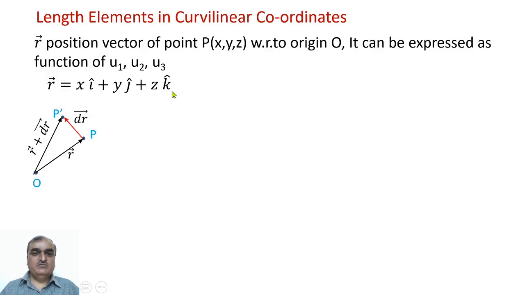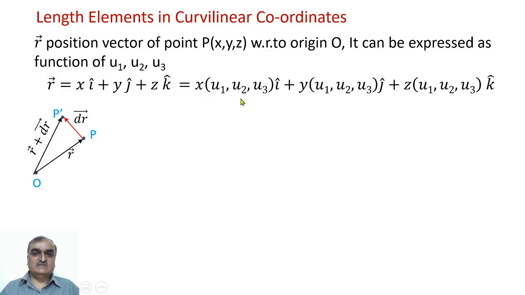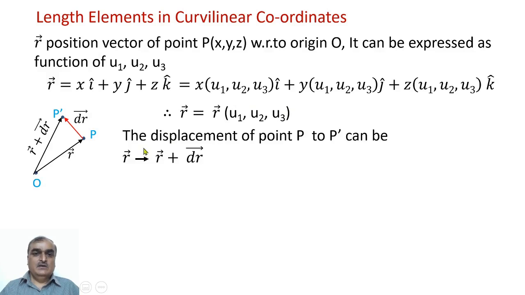Then the same position vector in terms of the general coordinates u1, u2, u3 may be written like this. x is a function of u1, u2, u3, y is a function of u1, u2, u3, and z is a function of u1, u2, u3. Therefore, r bar is a function of u1, u2, u3. Then this position vector r bar in terms of the new general coordinates u1, u2, u3. The displacement of point P to P dash.